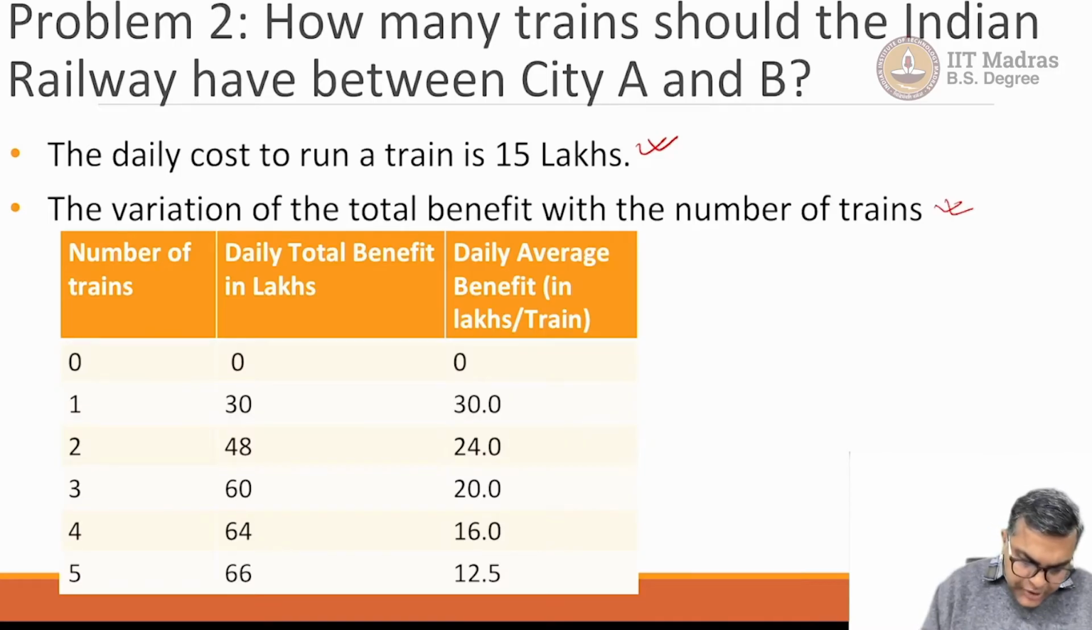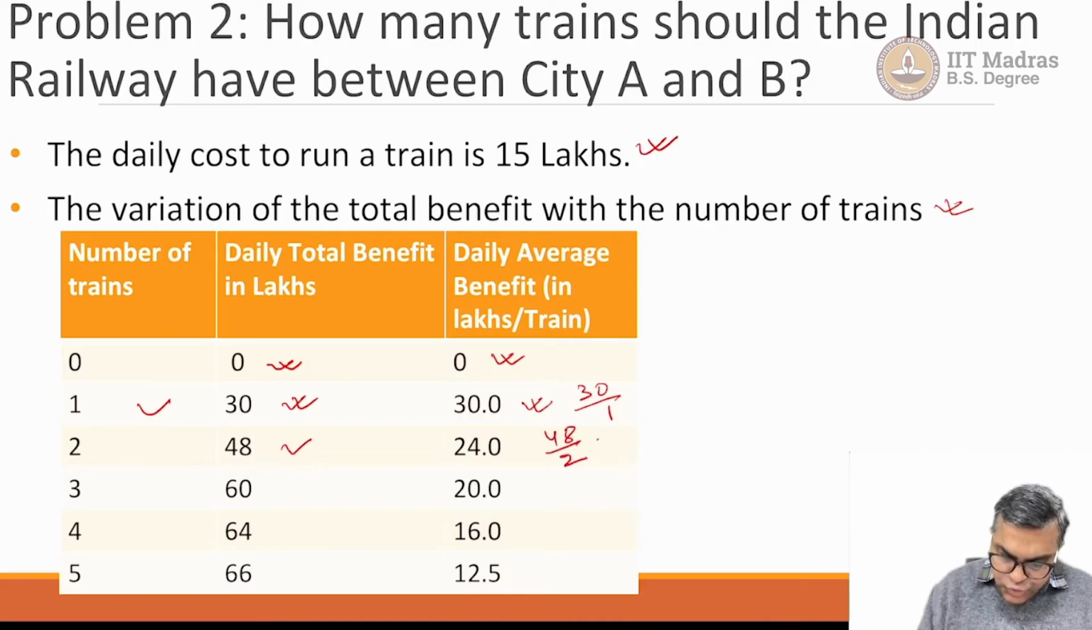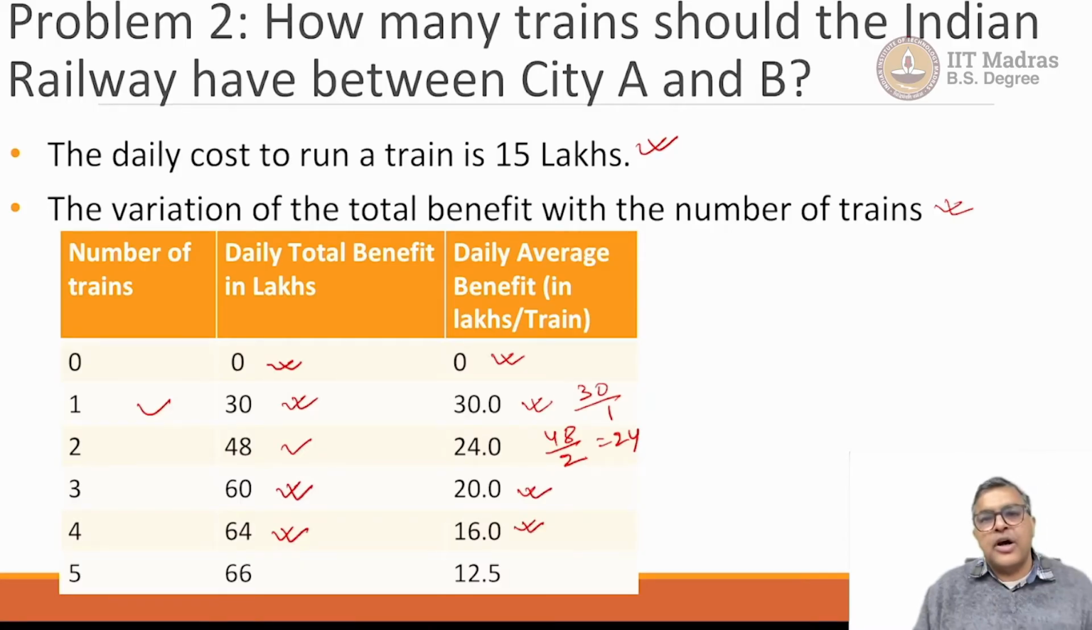If you run 0 trains, your total benefit is 0, and your average benefit is also 0. If you run one train, then your total benefit is 30 lakhs, and the average is also 30 by 1, which is 30. If you run two trains, your gain is 48 lakhs, but the average is now 48 by 2, which is 24. Here, with 3 trains, it is 60 lakhs, and the average is 20. Here, with 4 trains, it is 64 lakhs, the average is 16, and so on.